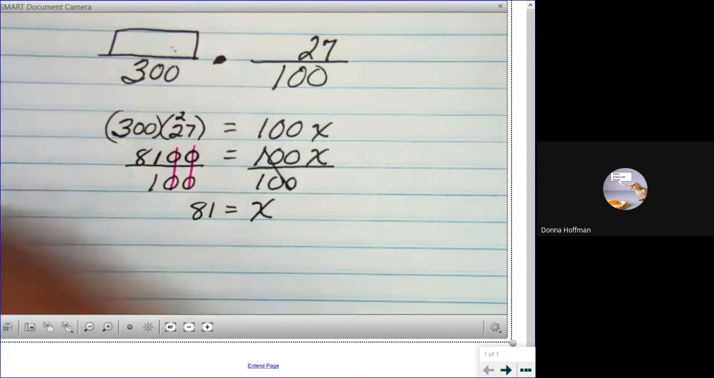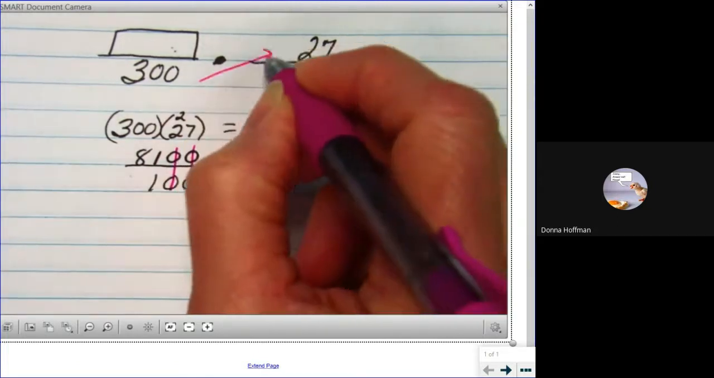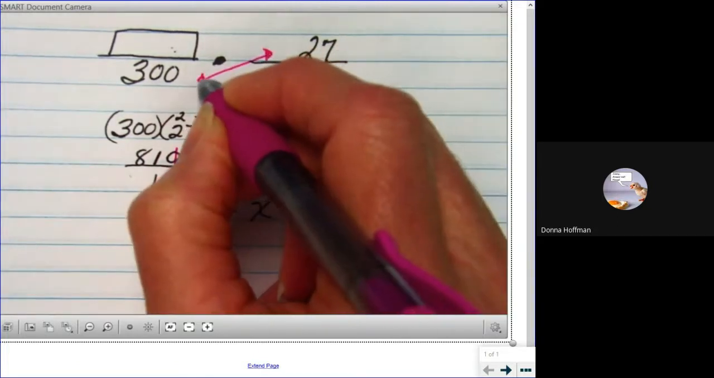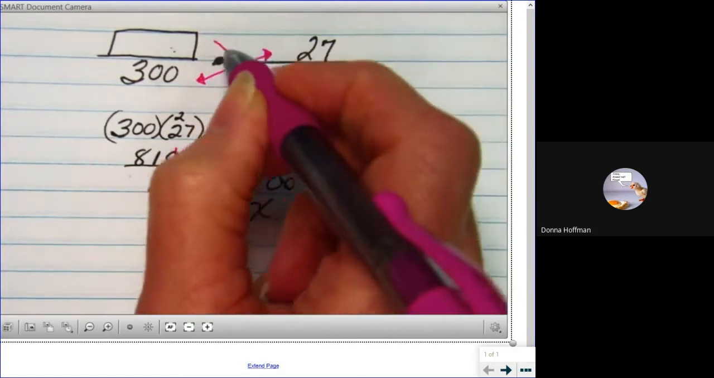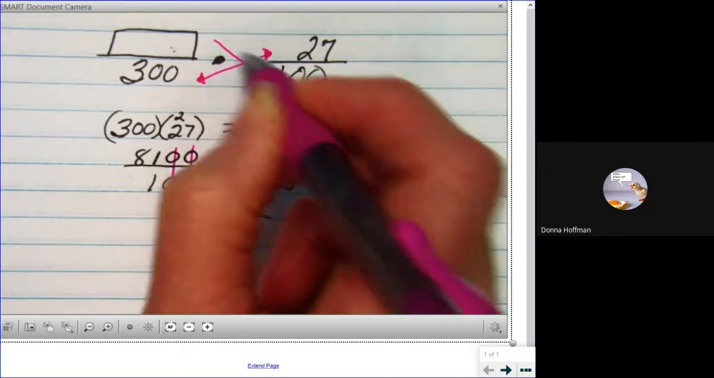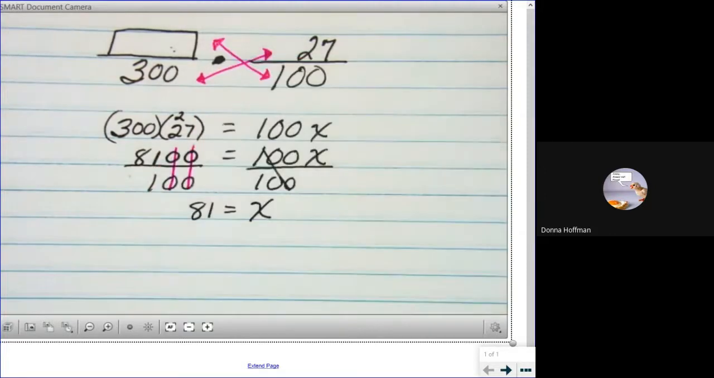Cross multiply. Cross multiply. 27 times 300 goes on one side, and 100 times some unknown number goes on the other side. Cross multiply. Can you see it? No.